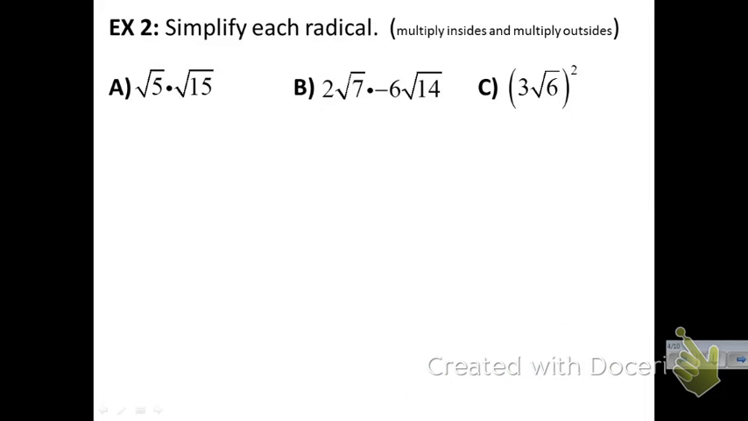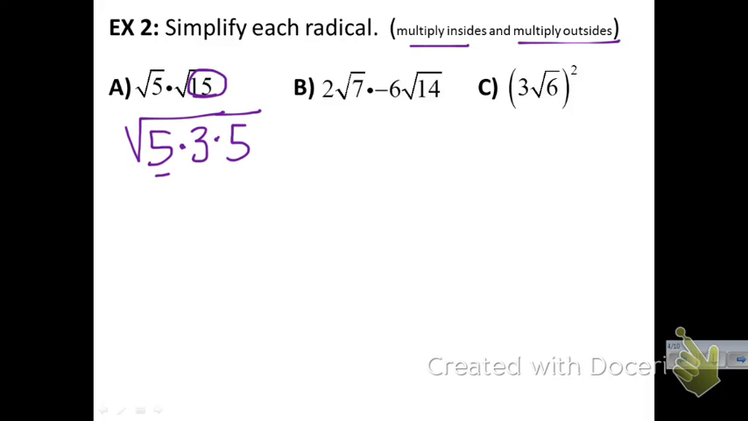Okay, on example 2, we're going to simplify the radical. I have right here: multiply the insides, multiply the outsides. So what that means is we're going to look for the numbers outside the radical. On A, we don't have any numbers outside the radical, so we don't have to worry about that. But inside the radical, we have this 5 and the 15. So we're going to go ahead and multiply those. But because we're eventually going to break that down, I'm not going to multiply them through. I'm going to take this 15 and say that breaks down to 3 and 5. And then I'm going to look at my radical. I can see that I have two 5s, so I bring 1 out and leave the 3 in, and that's simplified.